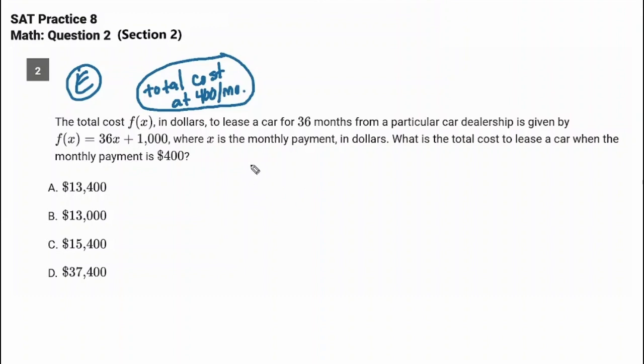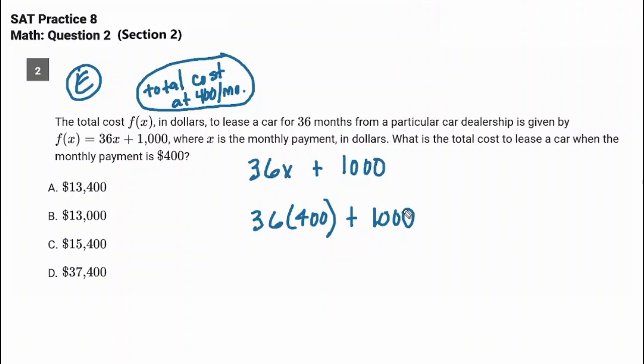Just rewrite the function, and then it says X is the monthly payment. Well, what's the monthly payment? It's $400. So every time you see an X, you're going to put in a 400. There's an X. You just run it on your calculator. And when you do that, you're going to get 15,400. And that's the answer. It's C. Get this right real quick, and now you get to move on to medium questions.